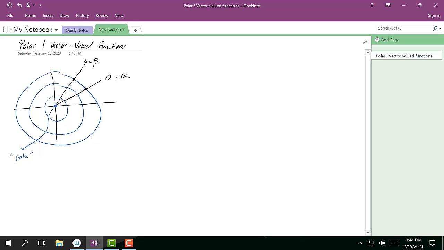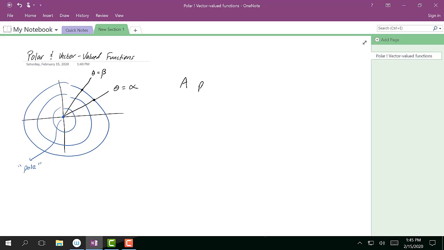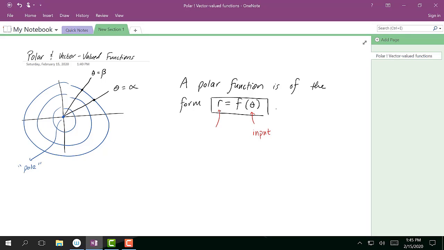Recall that a polar function is one where our input is an angle and our output is a radius. That is just a straight line distance between the pole and the point. So a polar function is of the form r equals f of theta. We very clearly see our input here. The input is going to be an angle, and like I already said, our output is going to be the radius.